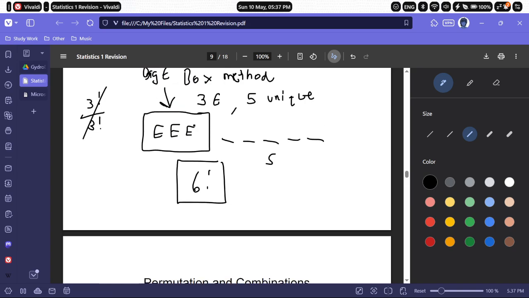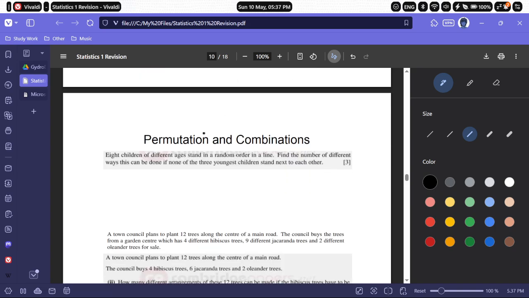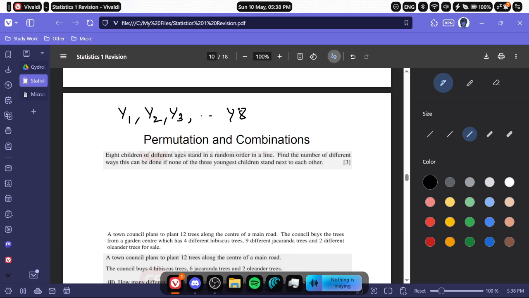So okay, let's start with the first one. In this question, they're telling you that you have 8 children of different ages, right? So usually I just tend to write down because that helps me. So you have Y1, Y2, Y3, and so on till Y8. You have 8 unique children of different ages basically.